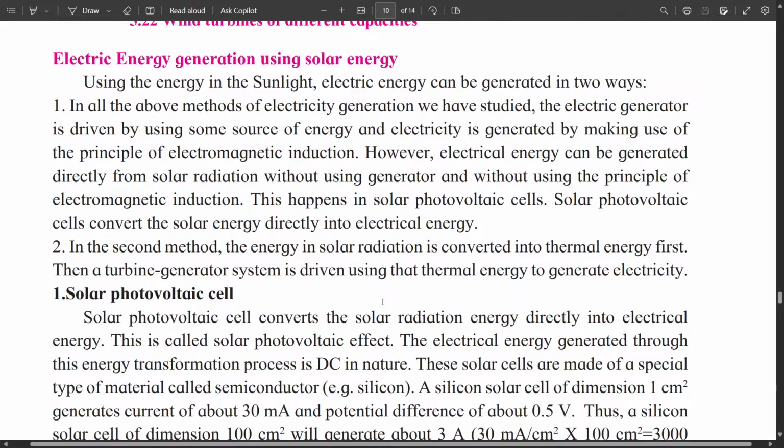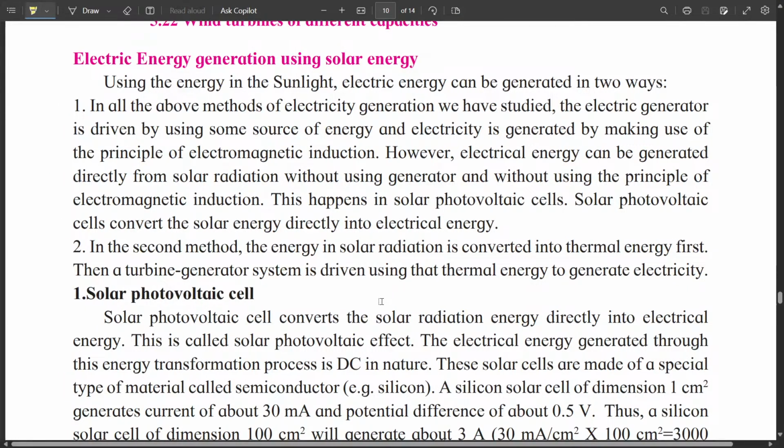In all the above methods of electricity generation we have studied, the electric generator is driven by some source of energy and electricity is generated by making use of the principle of electromagnetic induction. However, the electrical energy can be generated directly from solar radiation without usage of the generator and without using the principle of electromagnetic induction. This happens in a solar photovoltaic cell. Solar photovoltaic cells can convert solar energy directly into electrical energy.